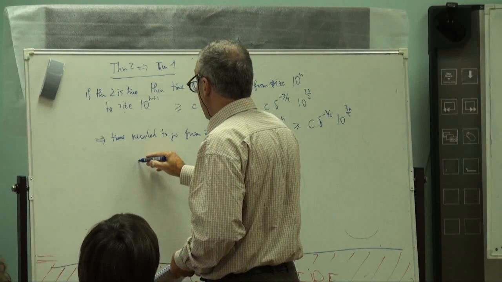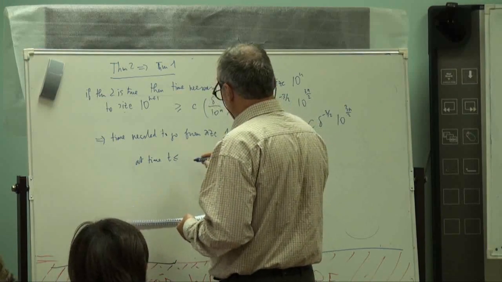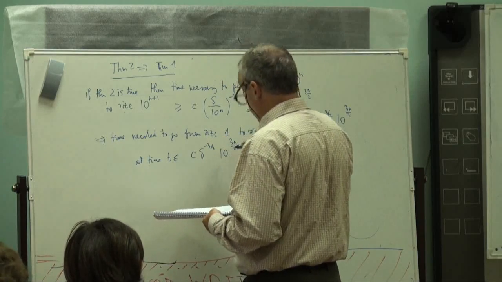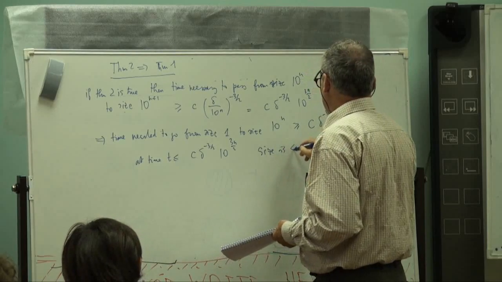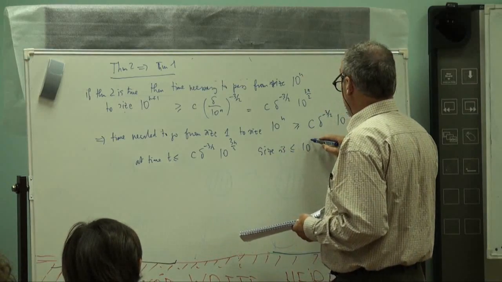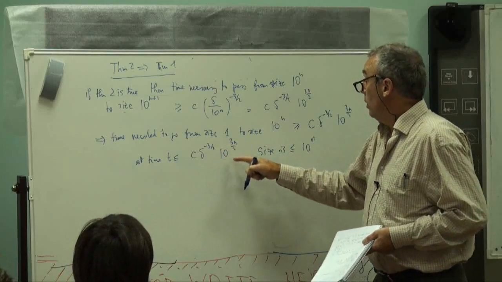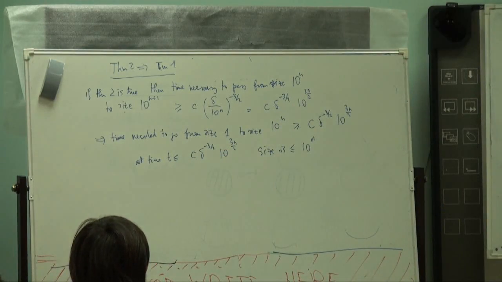It means that at time t less than c delta to the minus 3/2, 10 to the power 3n over 2, size is less than 10 to the n. And so now changing this to the power 2/3, we get the result. So that's very easy. It's exactly the same thing.